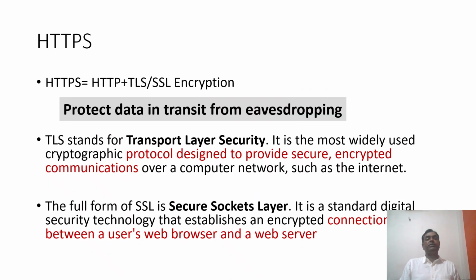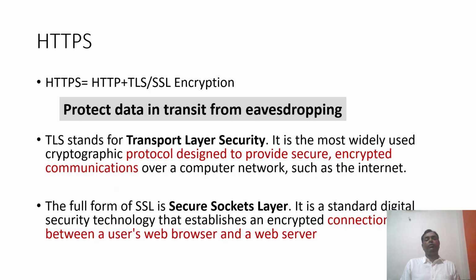Now, HTTPS is basically a combination of HTTP plus TLS, that means Transport Layer Security, or SSL, that means Secure Sockets Layer encryption. HTTPS protects data in transit from eavesdropping. TLS provides more security as compared to SSL, because SSL has been deprecated now, and in some places it is used with TLS only.